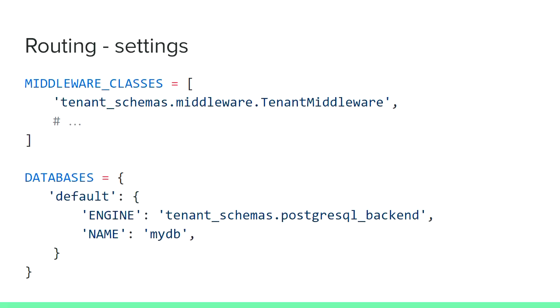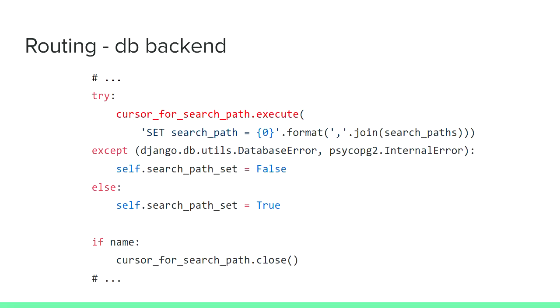So in your configuration, you have the routing settings. And you already set the tenant middleware I showed you. And the other thing you are going to change is that you're going to set the database engine to this custom one that comes with tenant schemas. And what it does underneath the hood is it will set the search path for you. So it will automatically do all the hard work for you, so you don't have to worry.